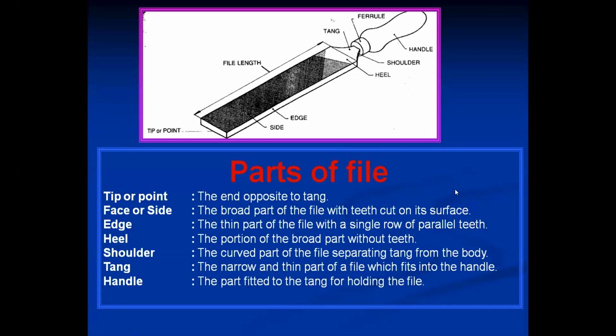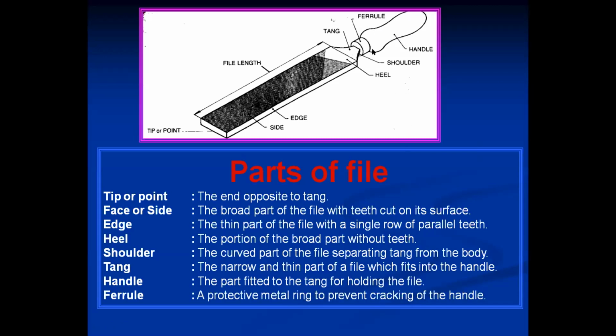And next, one more part is there, the handle. So this is the handle. What is the use of the handle? For holding purpose. The handle in a file is the part fitted to the tang for holding the file. So the file is fitted inside this handle. Handles are made of wood or plastic. Okay, so this is the handle.